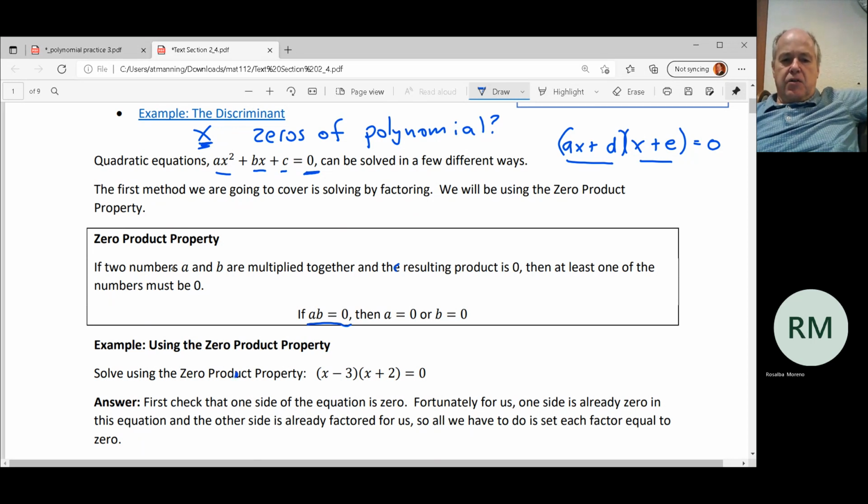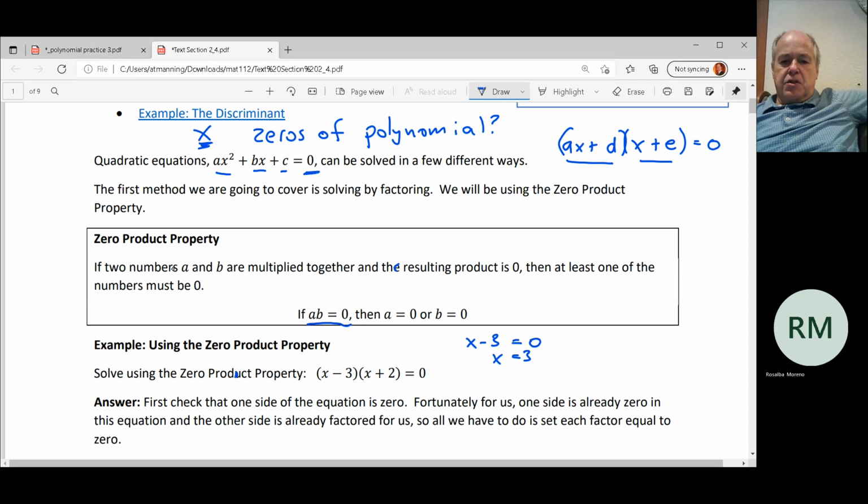So looking at that, using that 0 property, x minus 3 times x plus 2 equals 0 has two solutions. One possible solution is when x minus 3 is equal to 0. Well, add 3 to both sides and I get, well, when x is equal to 3.